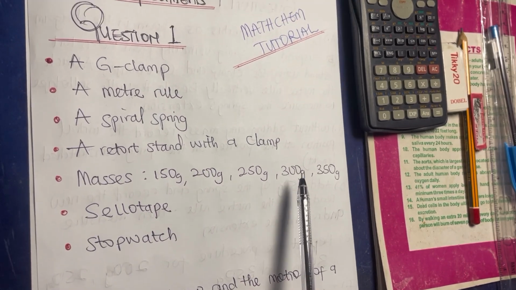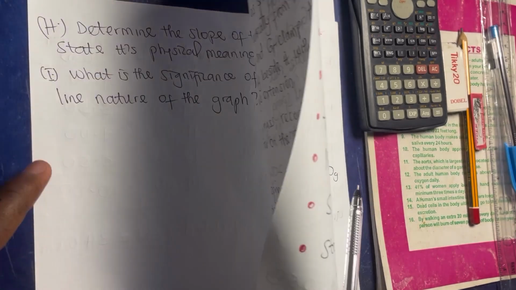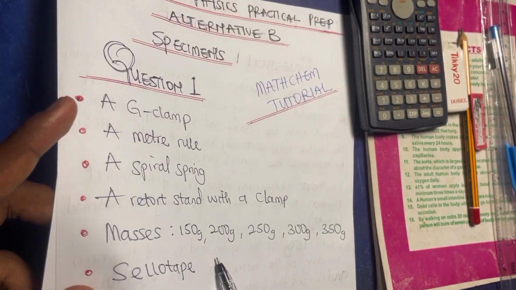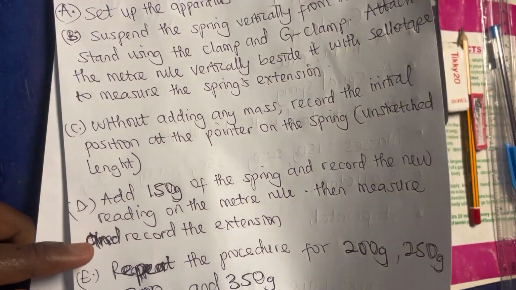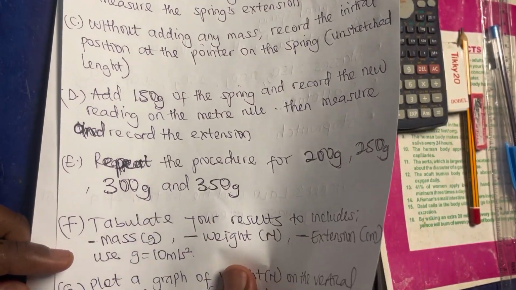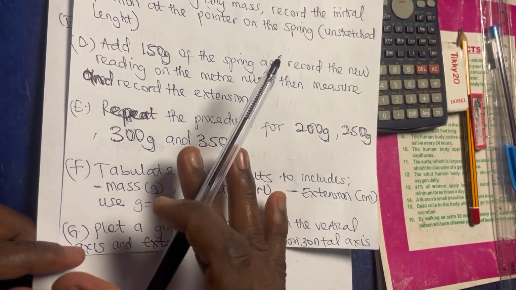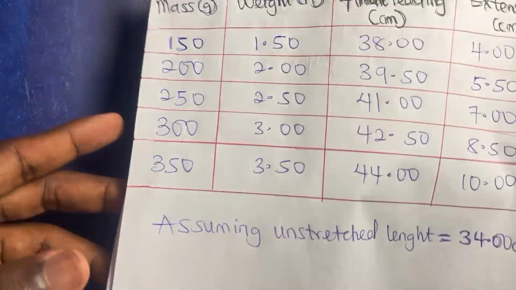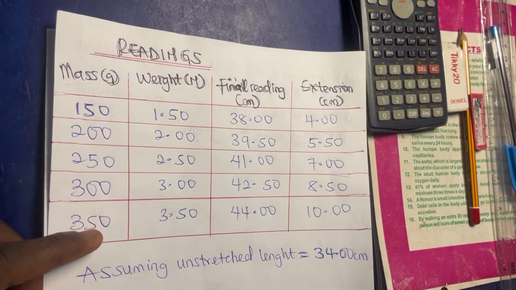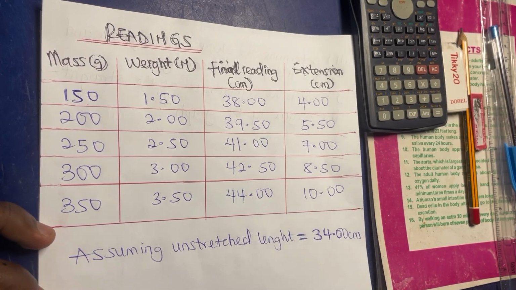As you can see, the specimen. Okay, so now let's go to it. After carrying out all these procedures I have here, I was able to come out with a table, and then this is the table. So I have the table here. So this is the readings.